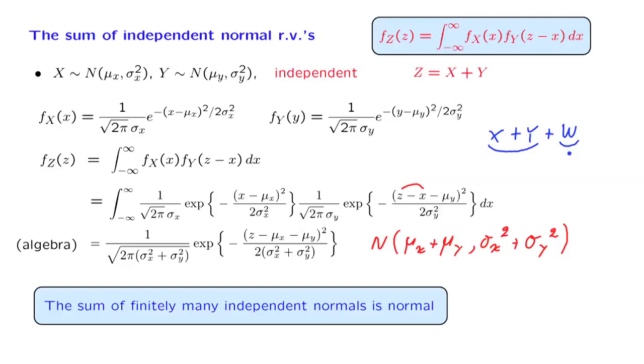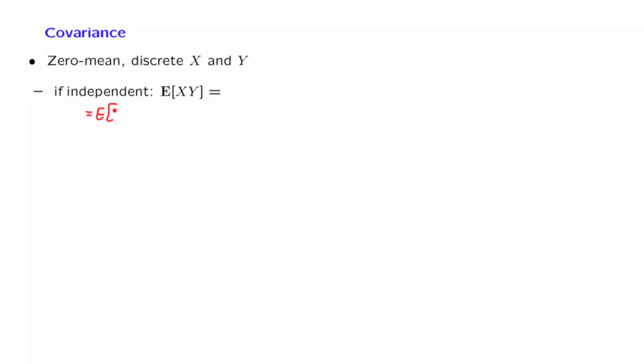In this segment, we start a new topic. We will talk about the covariance of two random variables, which gives us useful information about the dependencies between these two random variables. Let us motivate the concept by looking first at a special case. Suppose that x and y have zero means and that they are discrete random variables. If x and y are independent, then the expectation of the product is the product of the expectations. And since we have assumed zero means, this is going to be equal to 0.